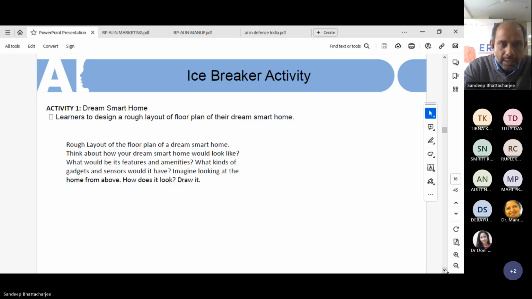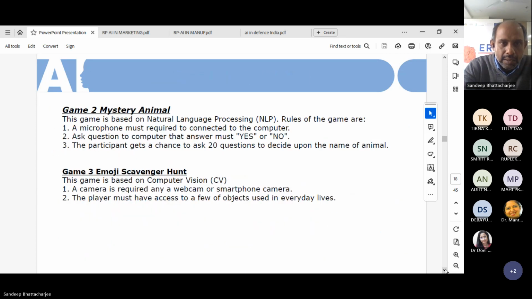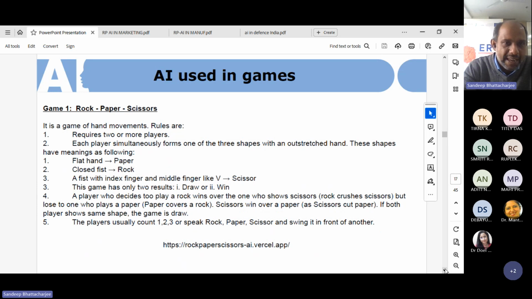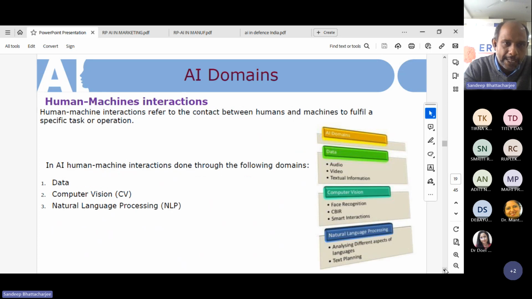So there are different games also where AI has been used. So there are some activities which are there.